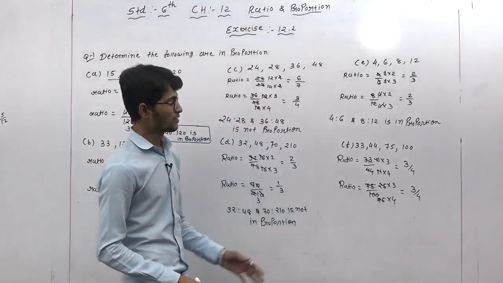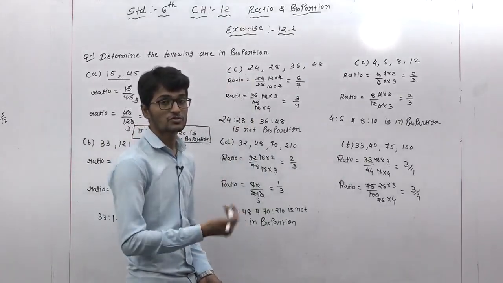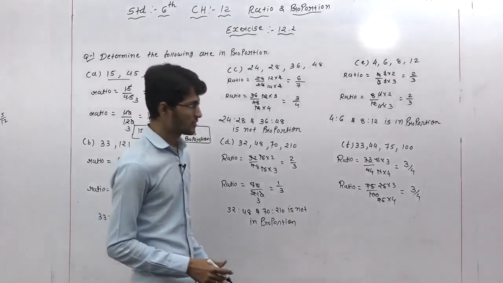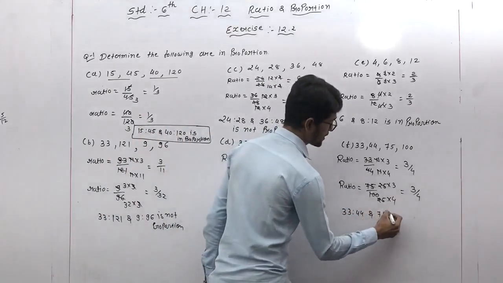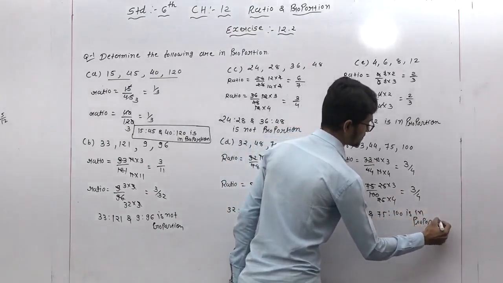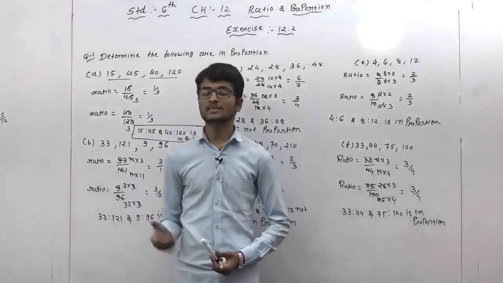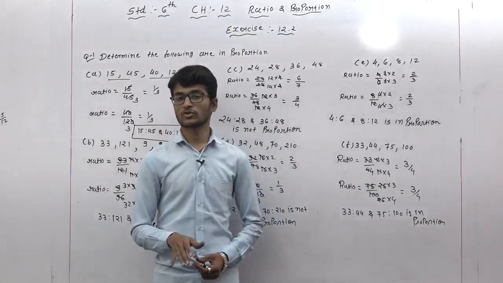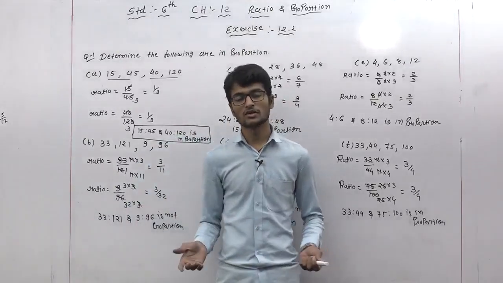So see dear students, here also the ratio is the same. 3 by 4, 3 by 4, means 3 is to 4, 3 is to 4. The same ratio means they are in proportion. So write down 33 is to 44 and 75 is to 100 is in proportion. So understand students, if any question is given, we have to find whether the given numbers are in proportion or not. If the ratios are the same, it means proportion. If the ratios are different, it means not in proportion.